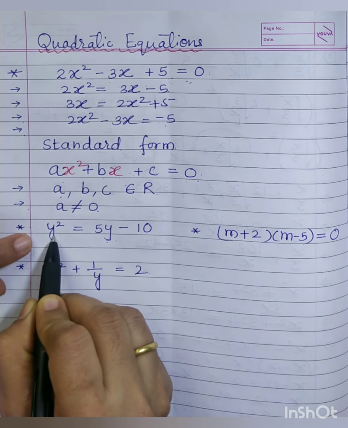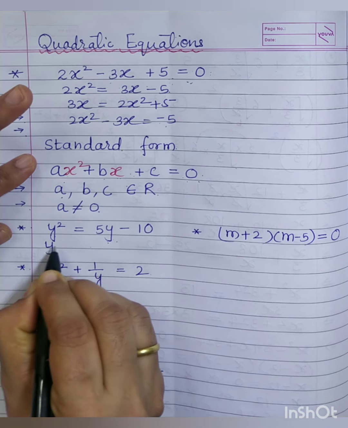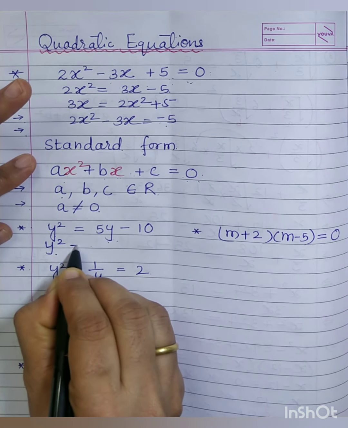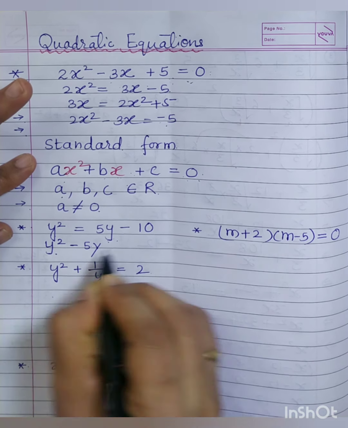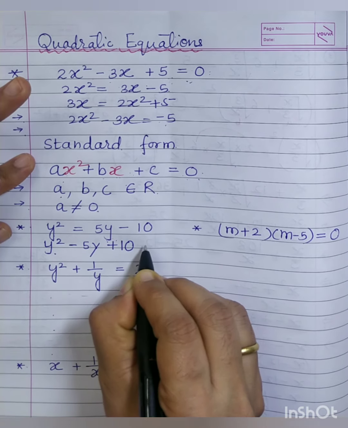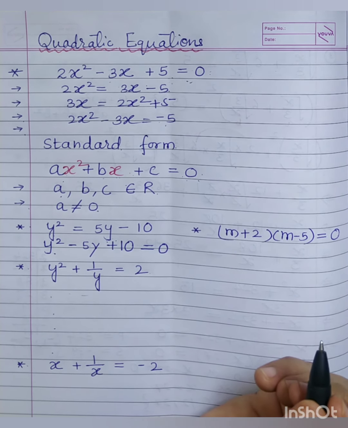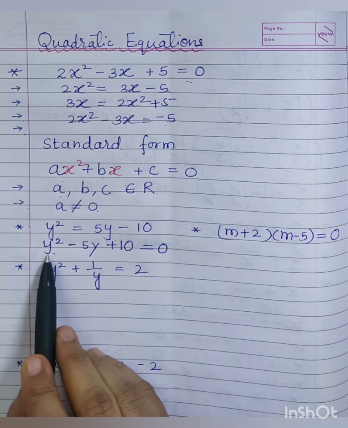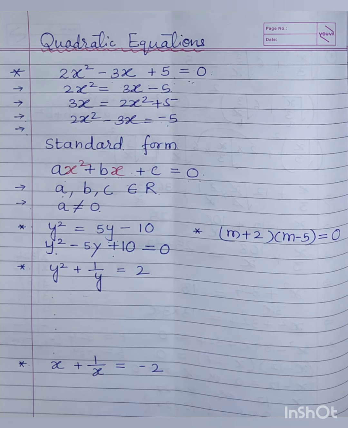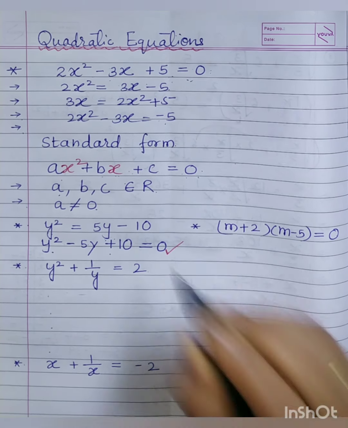For example, y square is equal to 5y minus 10. First step, write it into the standard form. So y square, bring 5y to the left hand side, what will it become? Minus 5y. Minus 10 brought to this side, what will it become? Plus 10 is equal to 0. So is it a quadratic equation? What you have to check? First check how many variables are used. 1. What is the highest power of this variable here? 2. So it is a quadratic equation.